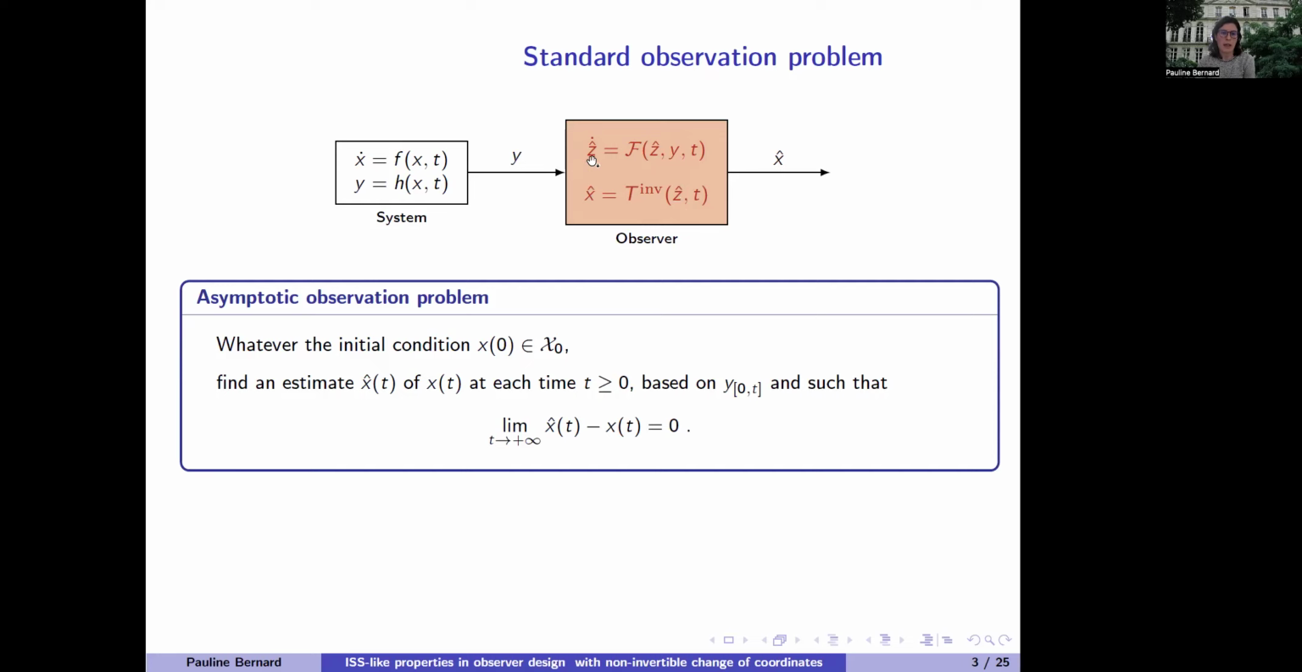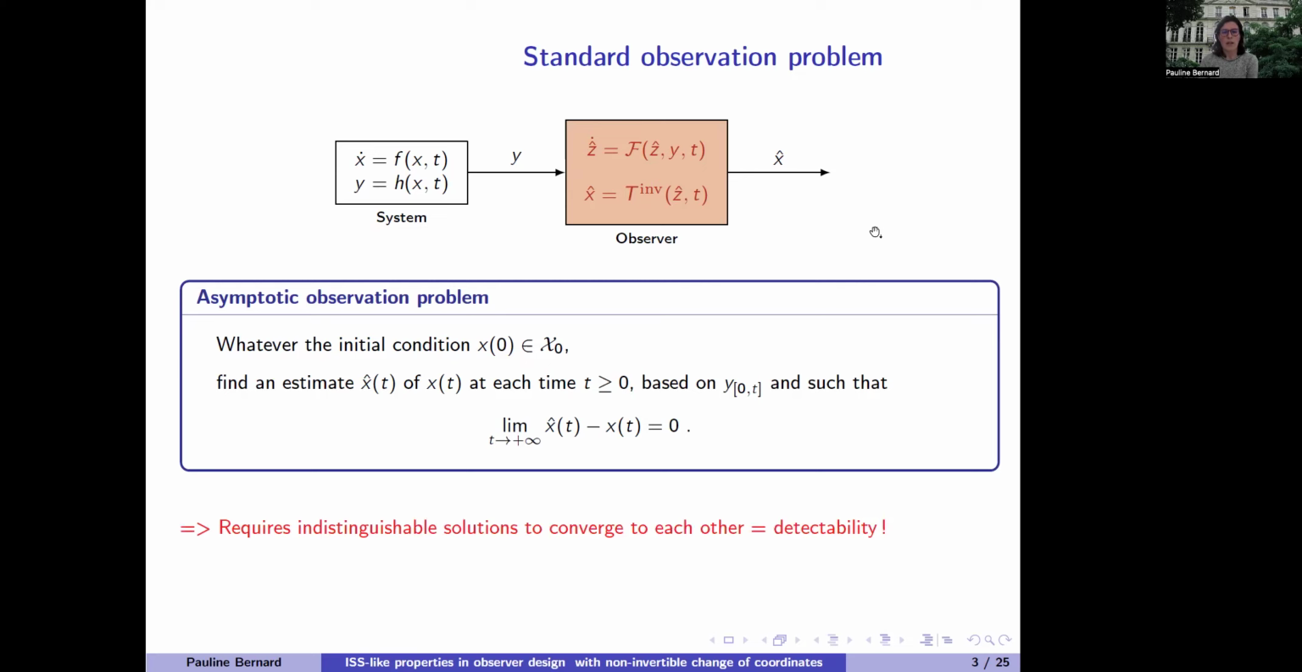So you would directly have x hat dot equals something, but it turns out that in nonlinear systems, it is usually not the case. And usually you have to rely on a change of coordinates. That's what we're going to see together. And when you do that, the state of your observer typically lives in a space that is not the space of the system. And then you have to come back to reconstruct your estimate.